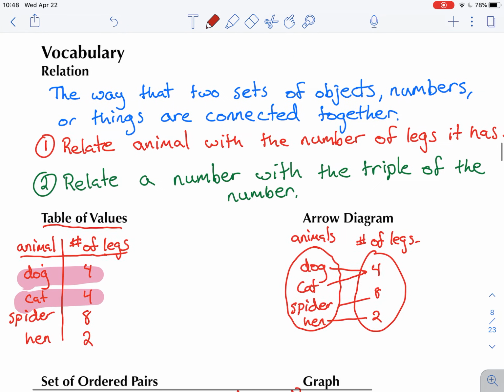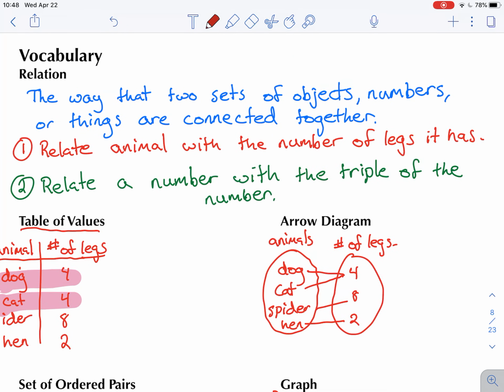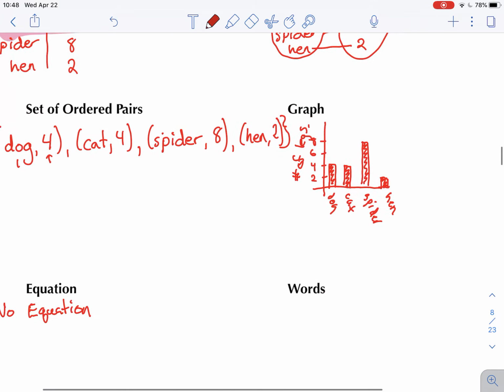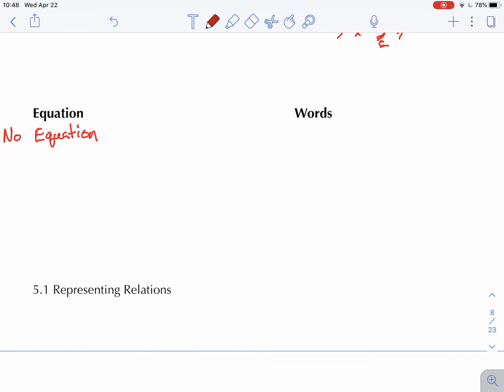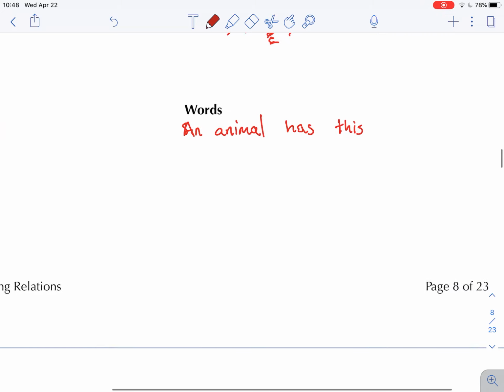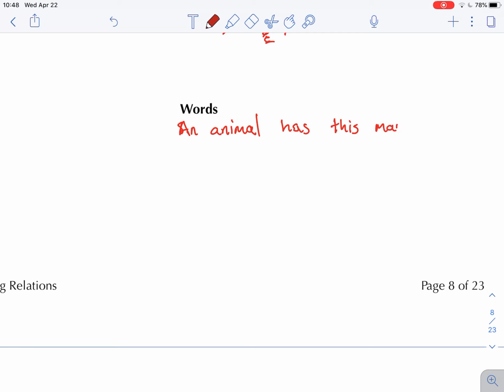Words. Well, we've already written this relation down in words, and that is up here. Relate an animal with the number of legs it has. Or we can write it this way. You start with an animal. An animal has this many legs.